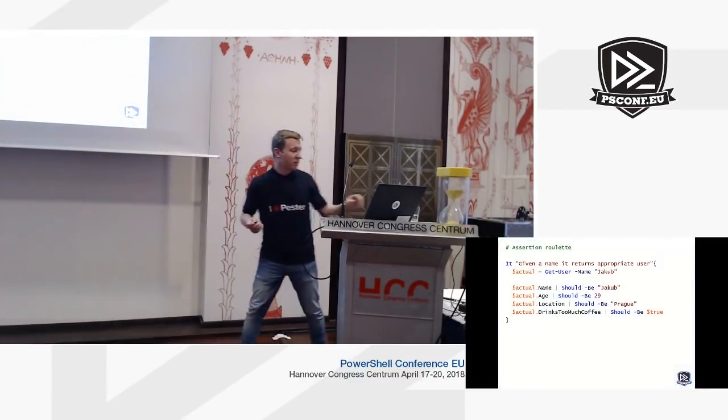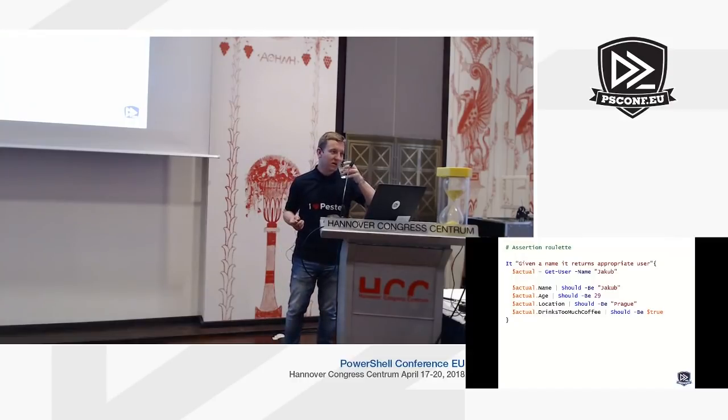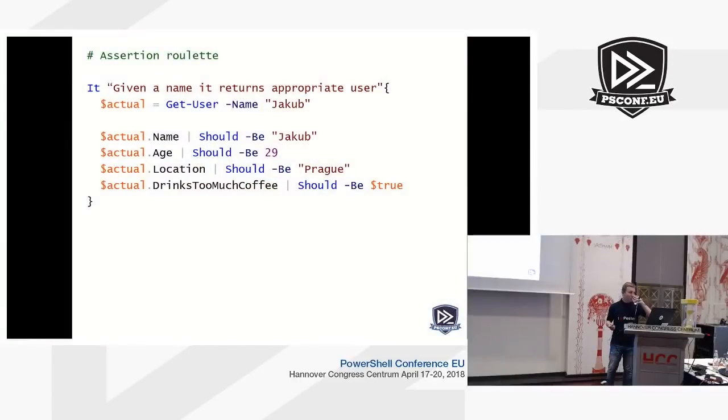So, next problem. Too many assertions in your tests. So, who of you writes tests like this? Oh, not that many people. Interesting. So here we are just getting an object of a user, and then we check if all the properties are correct.